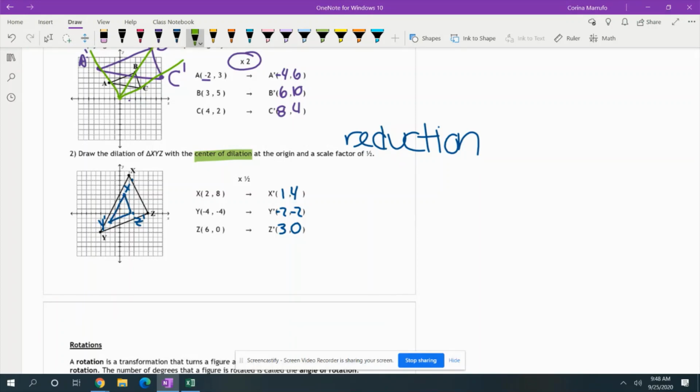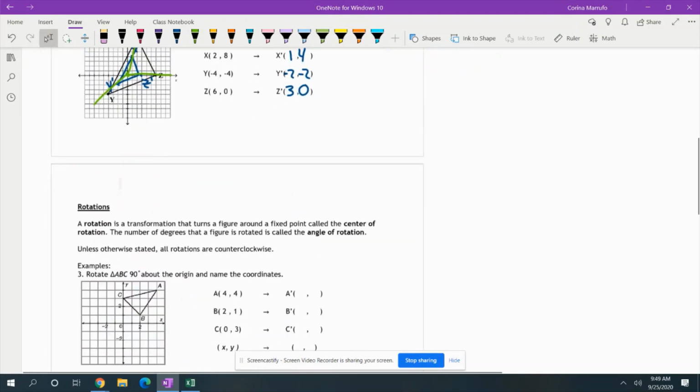And then if you just wanted to verify that your center of dilation is at 0, 0, then if you make a line going through X prime, it should also go through X. And you can see how the points retracted. So it shrunk into the center because it's your center of dilation.